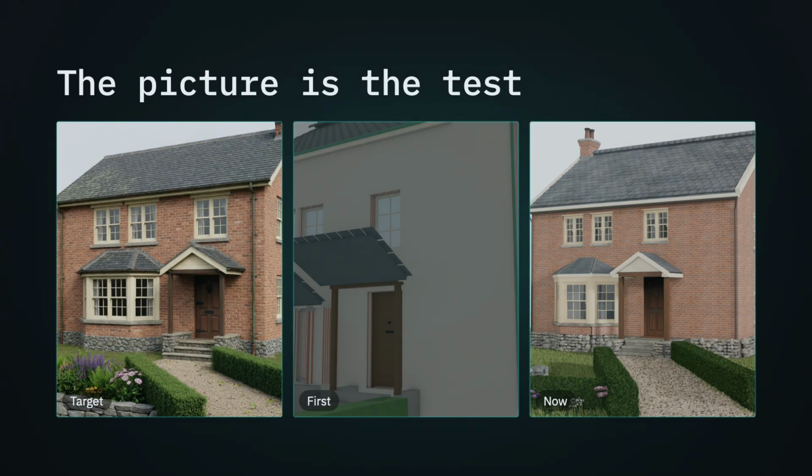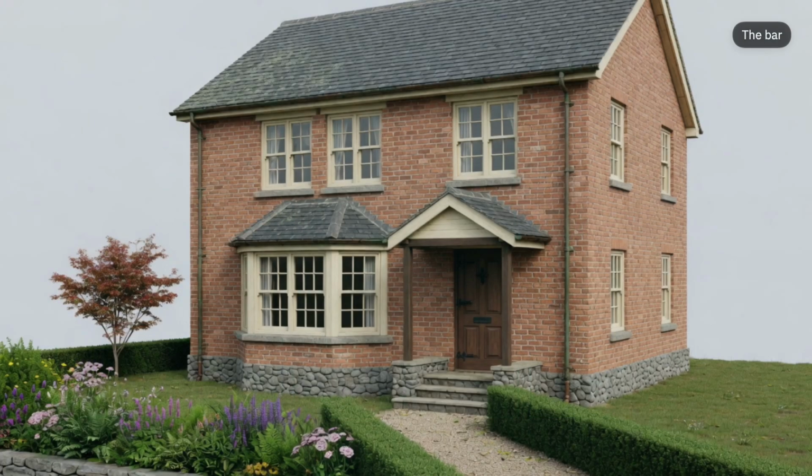The bar, pass 1 and pass 22. Same camera. The picture is the test, not the file, not the envelope. The bar is an AI still image gen, not a photograph, not a prompt to 3D. I locked a camera and a light and I refused to move them. Every later pass is comparable because the picture does not wander.